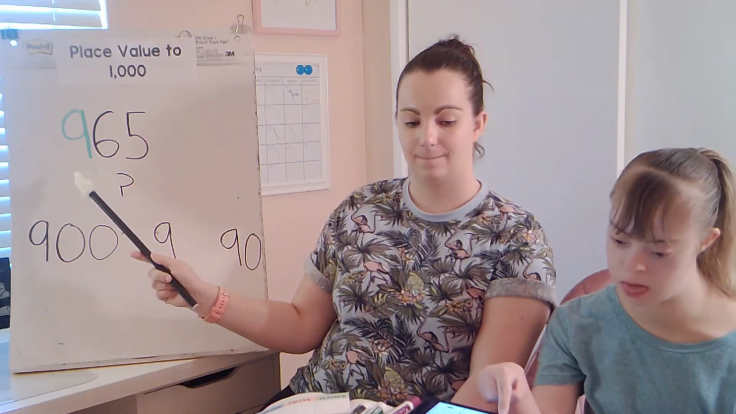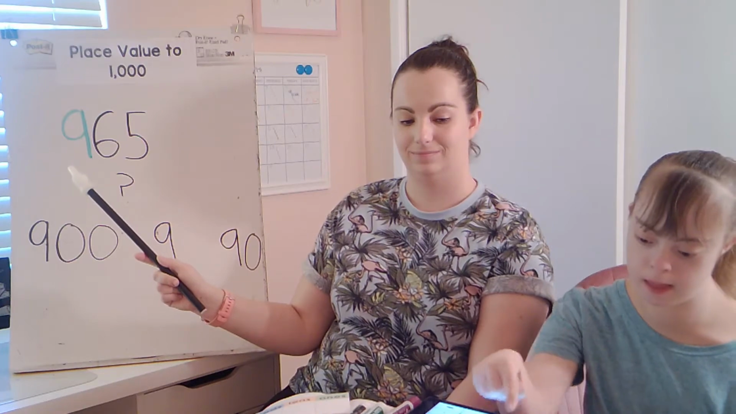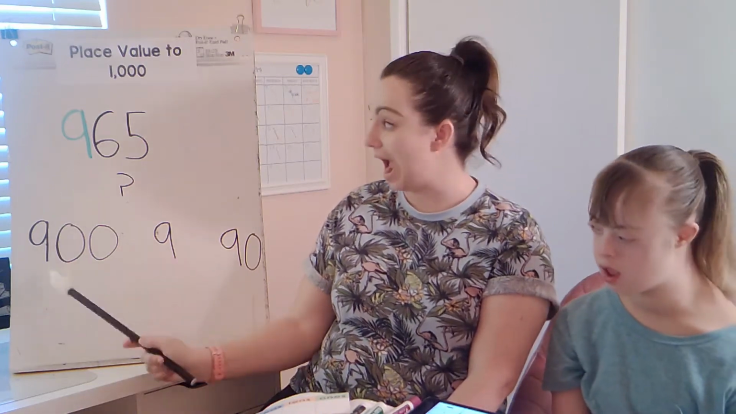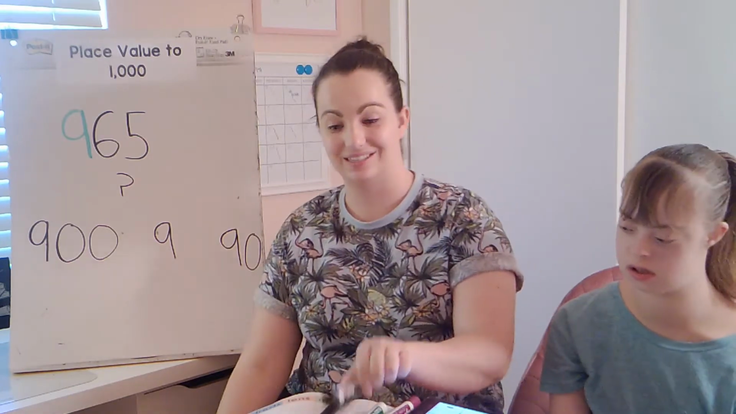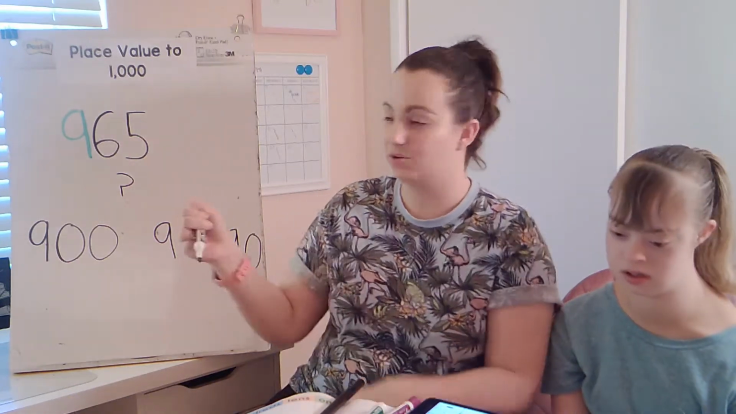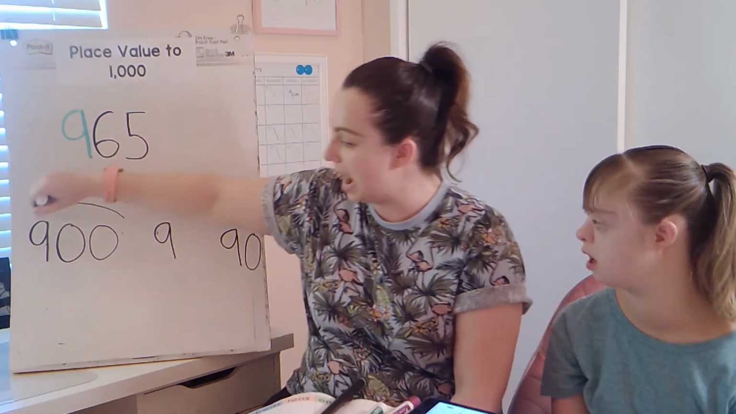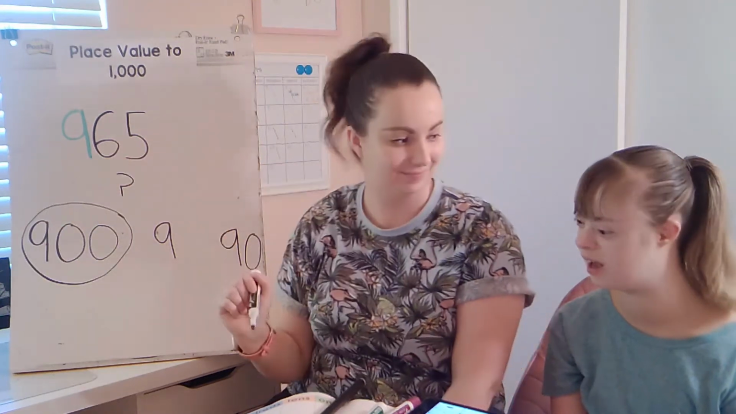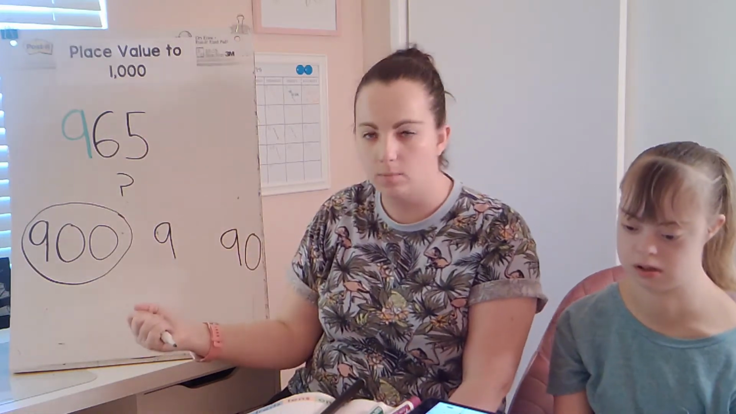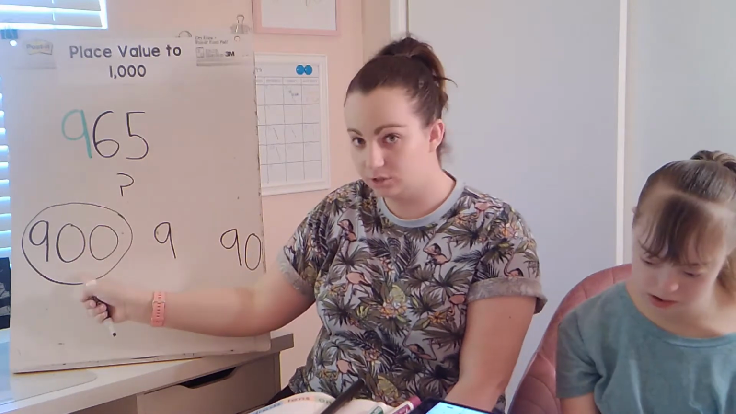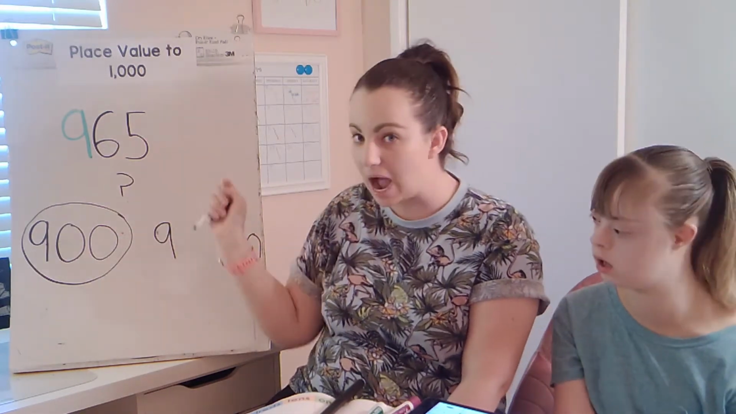9, 0, 0. Read it together. 900. Yes, 900. If that's what we're maybe thinking, nice job. So we circle that the 9 place value in this number is 900. Because if we were to write this number in expanded form, it would be 900 plus 60 plus 5.